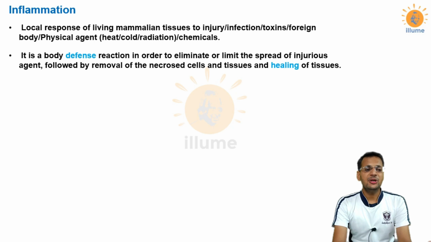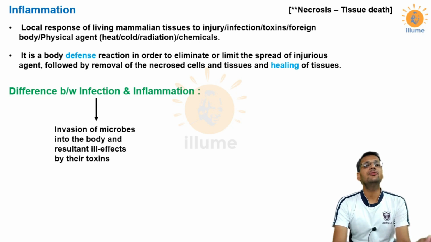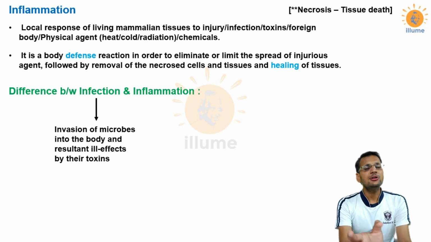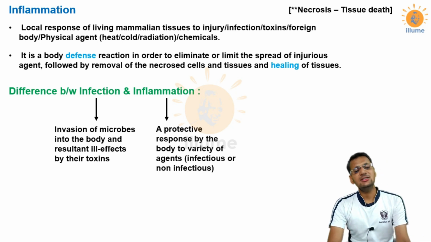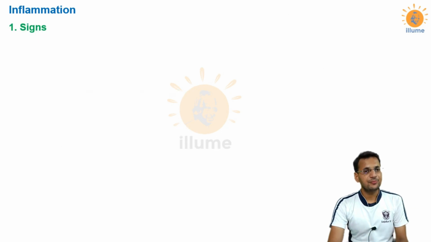Now, often students get confused between the words infection and inflammation. See, infection is invasion of the tissues by microbes, and when these microbes invade your body, they produce toxins, and these toxins produce ill effects on your body. So that is infection. Infection is not produced by your body itself. Now, in response to that infection, the response produced by the body is called as inflammation. Now remember, inflammation is not only produced against any infection, but also against any injury or any other foreign body. So inflammation is a protective response by the body against any agent that can be infectious or non-infectious, but infection is the invasion of the body by microbes.